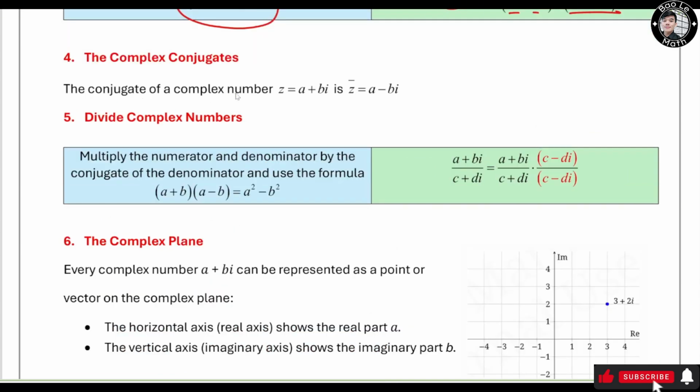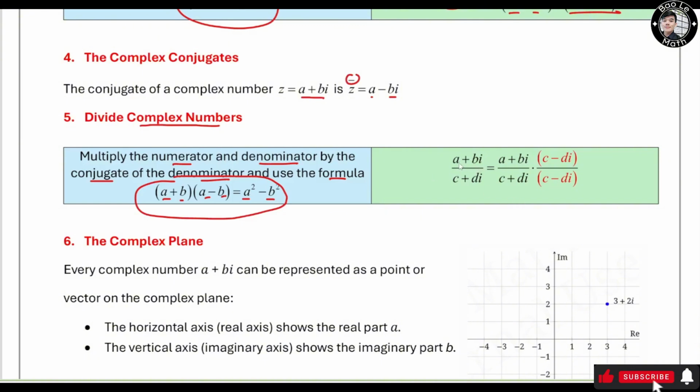Now the conjugate of a complex number z equals a plus bi is z bar equals a minus bi, right? Now in order to divide complex numbers, we just multiply the numerator and denominator by the conjugate of the denominator and use the formula a plus b times a minus b equals a squared minus b squared. This is the difference of two squares formula, right?